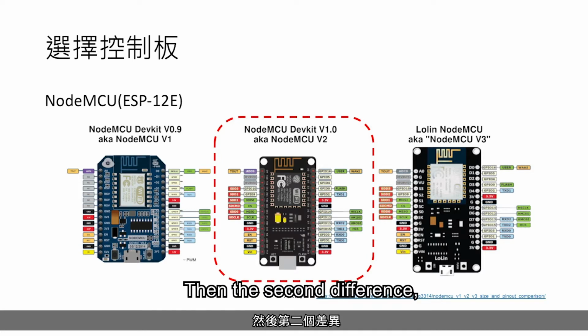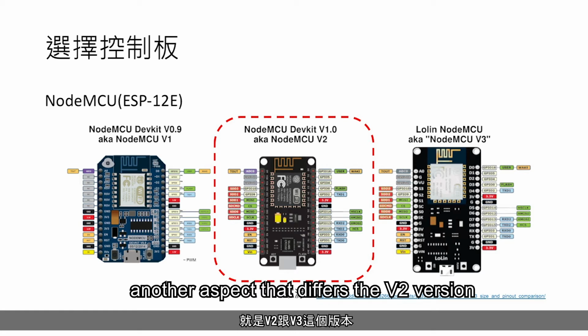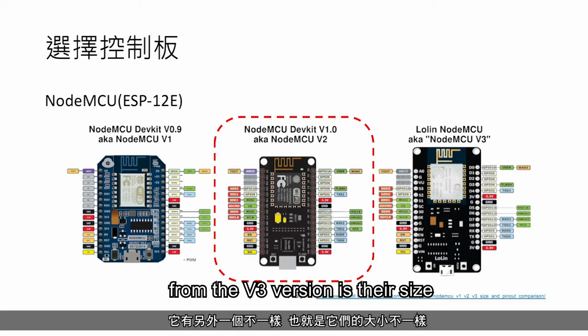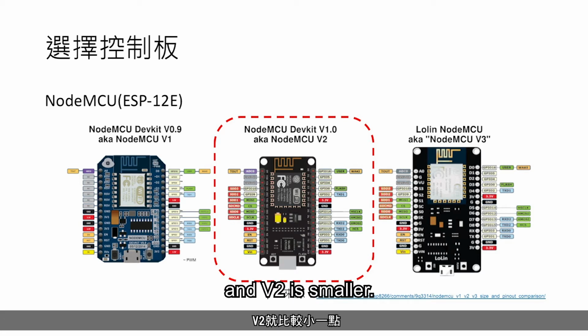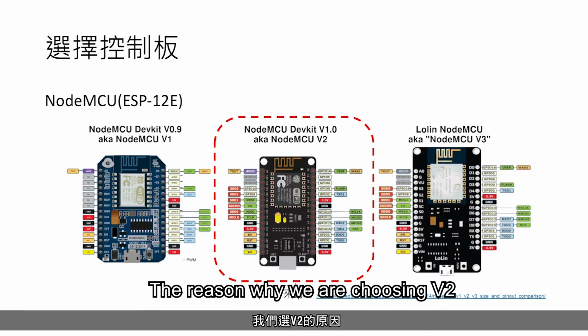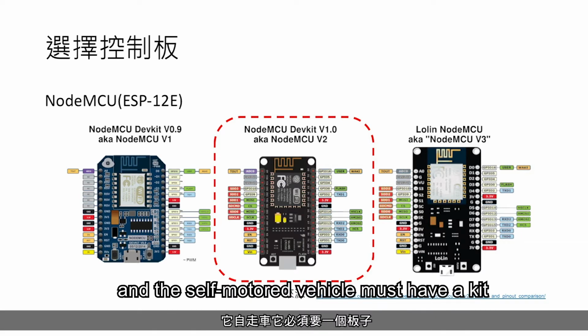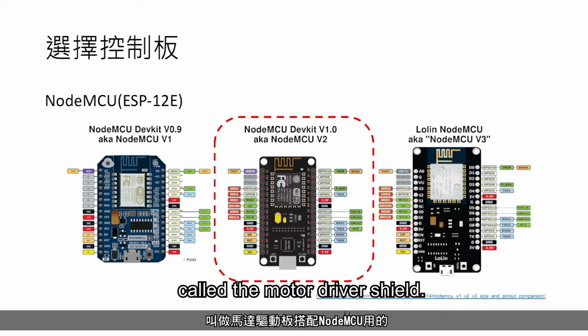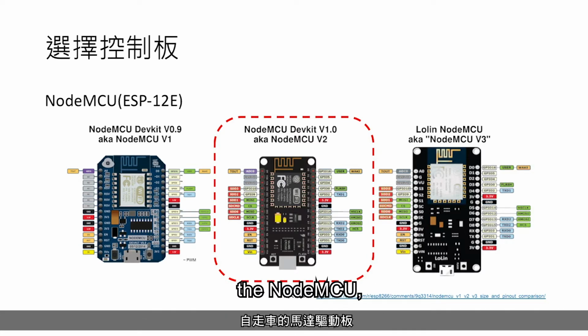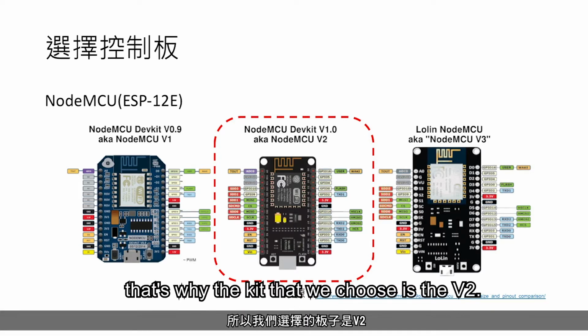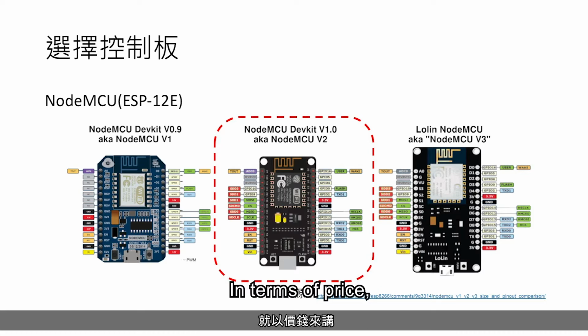Then the second difference. Another aspect that differs the V2 version from the V3 version is their size. V3 is slightly larger and V2 is smaller. The reason why we are choosing V2 is because for our following classes, we are dealing with self-motored vehicles. And the self-motored vehicle must have a kit called the motor driver shield. For the Node MCU, only the V2 is available, and that's why the kit that we choose is the V2. In terms of the price, the V2 and V3 are roughly the same.